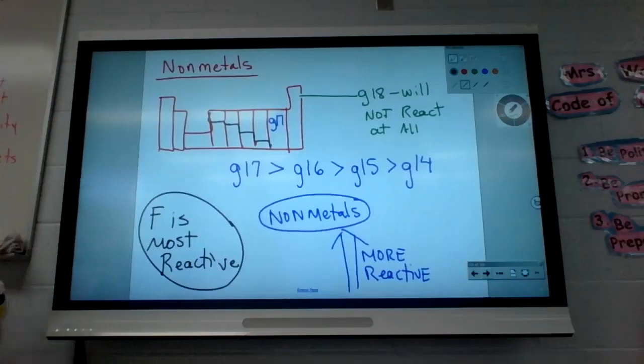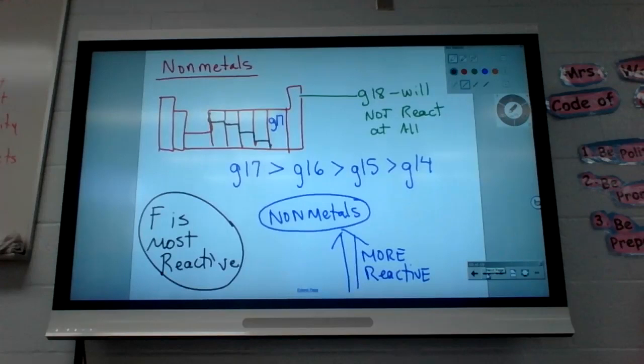Now, why was helium wrong? It's a noble gas. Now, hydrogen was not necessarily a terrible answer. But it's not the most reactive because it's not in group 17, so it's not going to be as reactive as fluorine. Because it's in group 1.